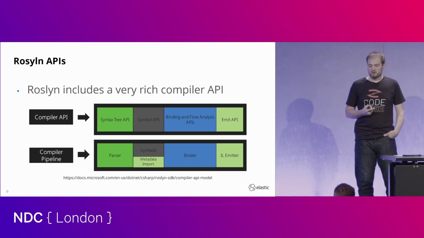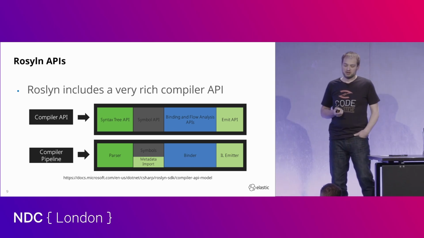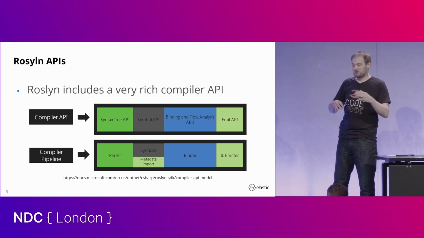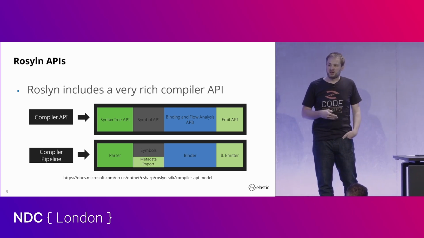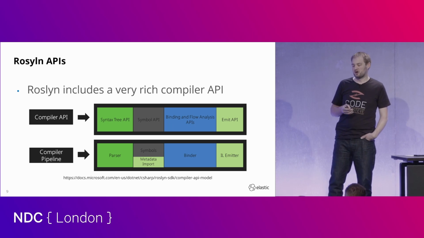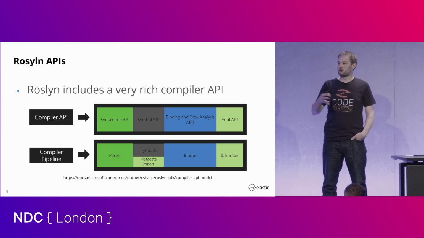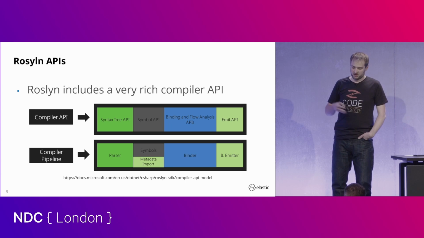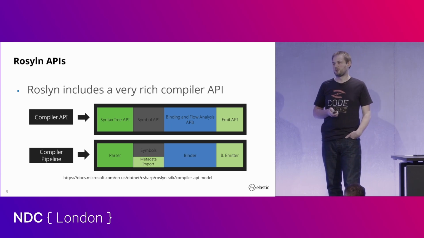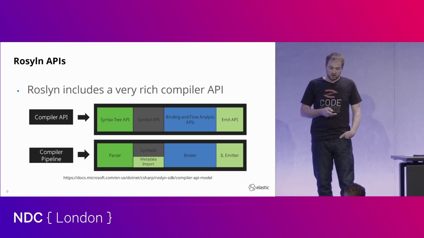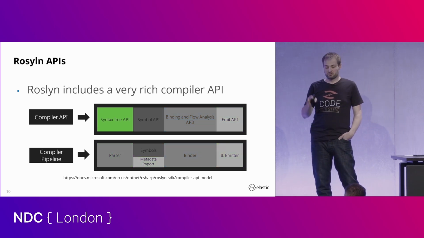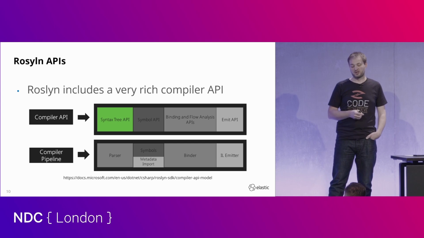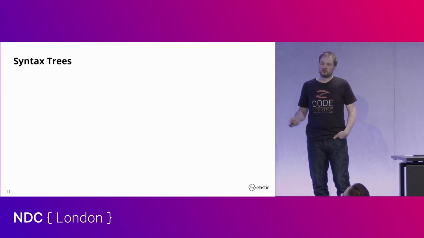Roslyn includes a very rich compiler API that maps very nicely to that compiler pipeline. So you can see there the parsing phase has a corresponding set of APIs within the compiler API to do with managing syntax trees. There's an API for symbols, there's an API for emitting IL code. And so it's these APIs that we're going to be talking about. Specifically, we're going to focus in on the parsing level and the syntax tree level. So let's introduce syntax trees.